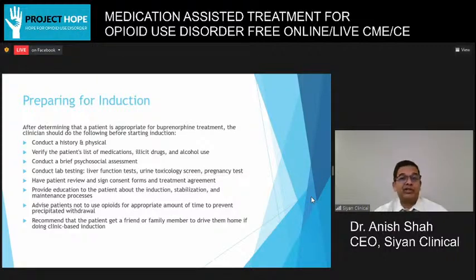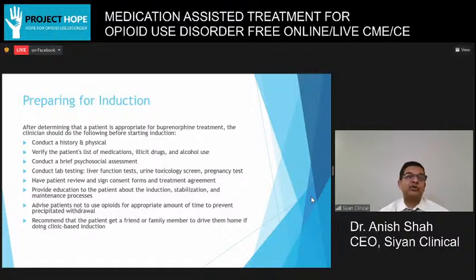Provide education to the patient about induction and what it looks like, what the stabilization phase looks like, and how the maintenance process would look for the patient. And advise the patient not to use opiates for an appropriate amount of time to prevent precipitated withdrawal. This is a very key issue.